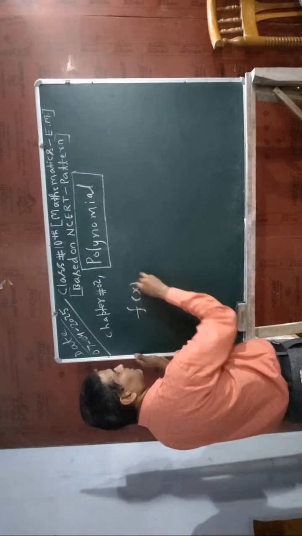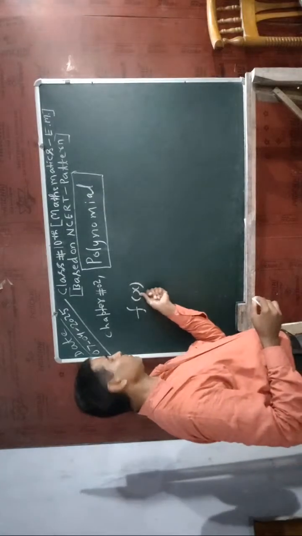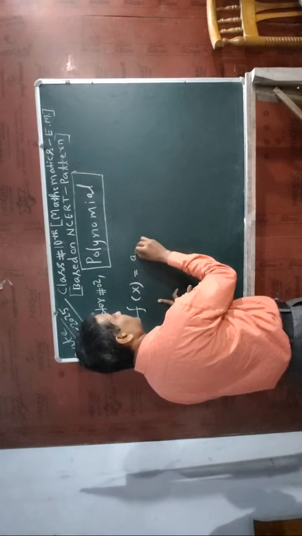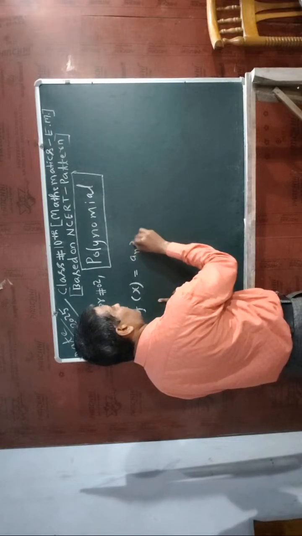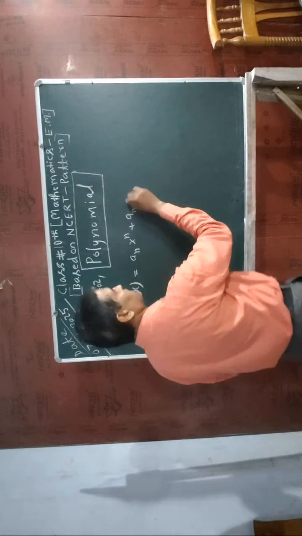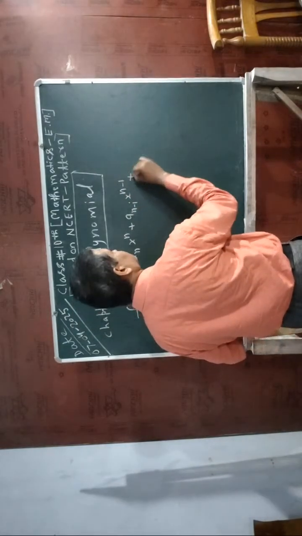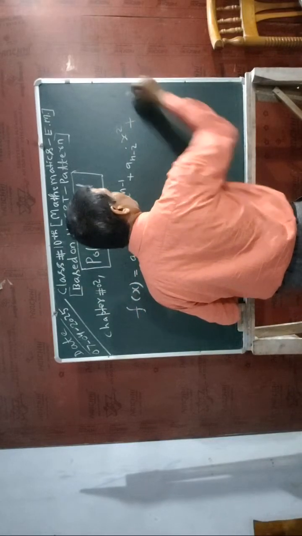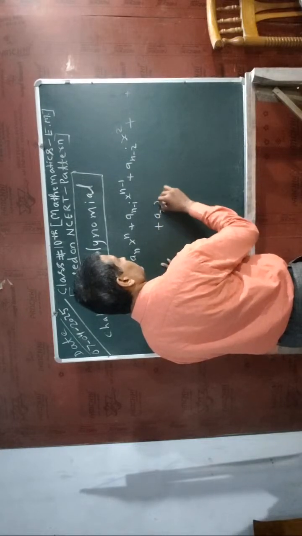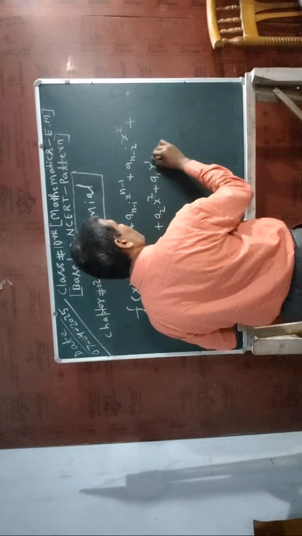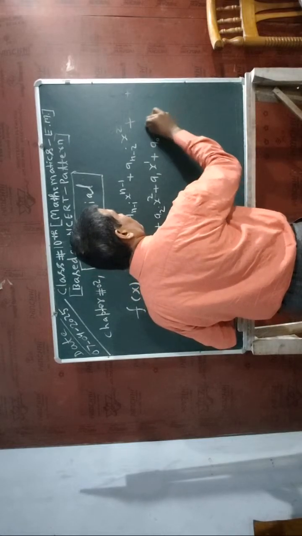You write f of x, where x is the domain, and this domain value you put in a function, you will get the value of y, and you can write it as a_n into x to the power n plus a_(n-1) into x to the power n minus 1 plus a_(n-2) into x to the power n minus 2 plus dash, and you have to write a_2 into x to the power 2 plus a_1 into x to the power 1 plus a_0 into x to the power 0.